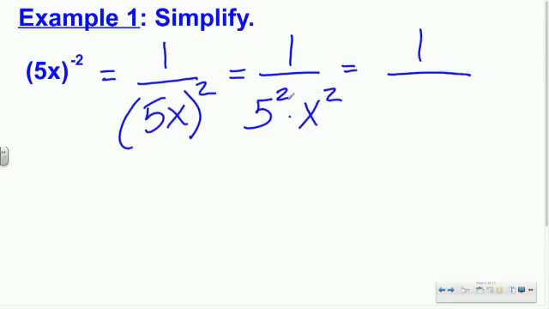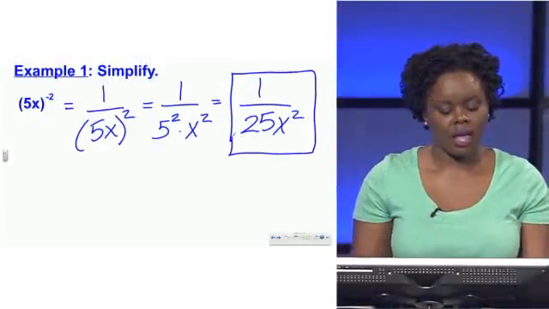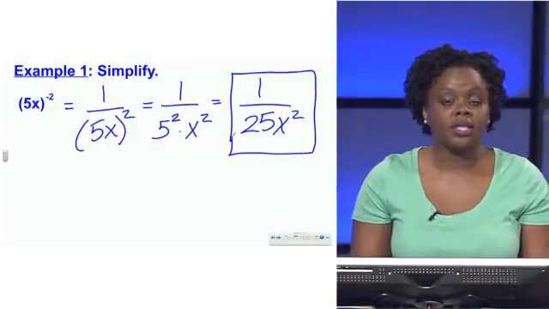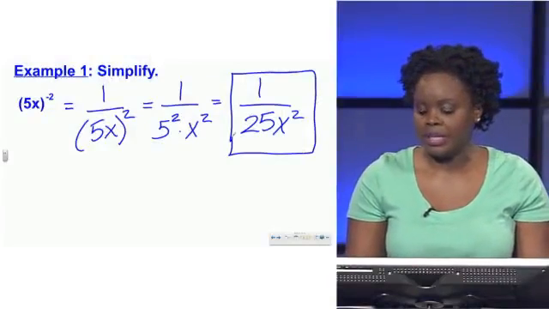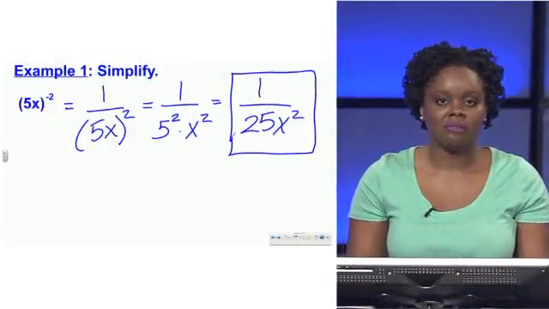5 squared, I know that's 25. And x squared, it kind of took care of itself. You've got x squared. And then once you're there, you're all done. You can't take it any further. So 5x raised to the negative second power means the same thing as 1 over 25x squared.